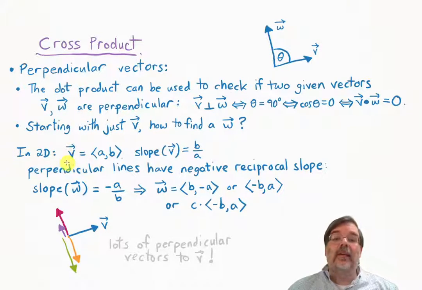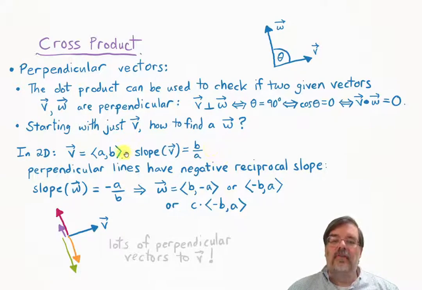Let's say you have a vector v that's equal to a, b. Now you can calculate the slope of this vector, the rise over the run, or the change in y over the change in x. Either way you say it, the slope of the vector is b over a. Something you might have learned a while ago in an algebra class, but if you didn't, or if you forgot, now you know: perpendicular lines in two dimensions have negative reciprocal slopes to each other.